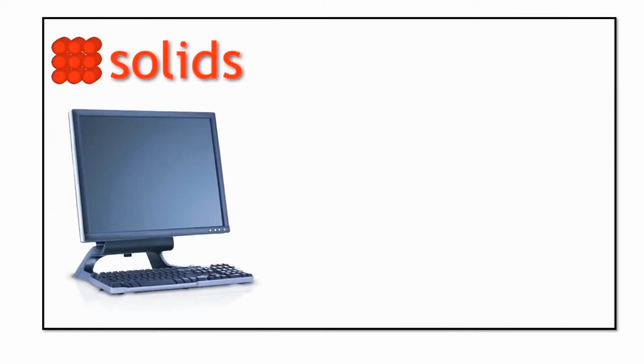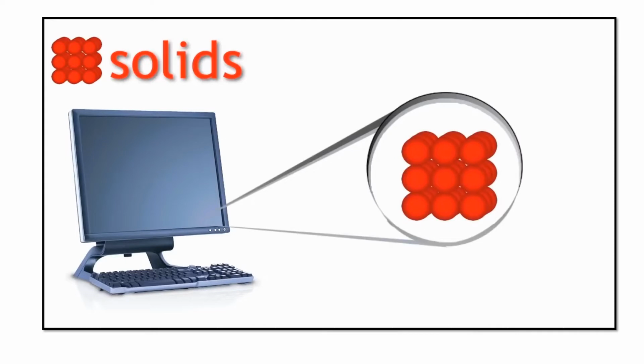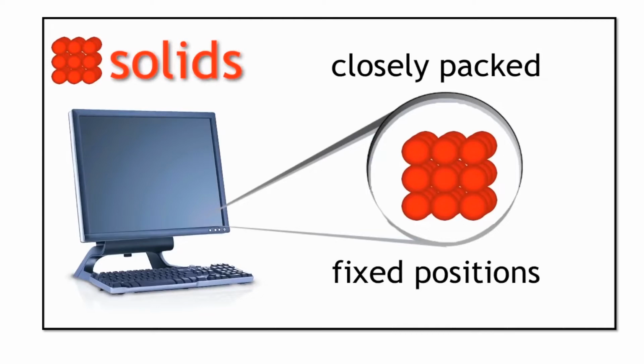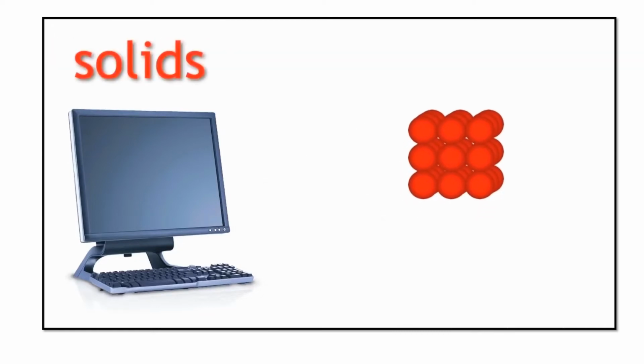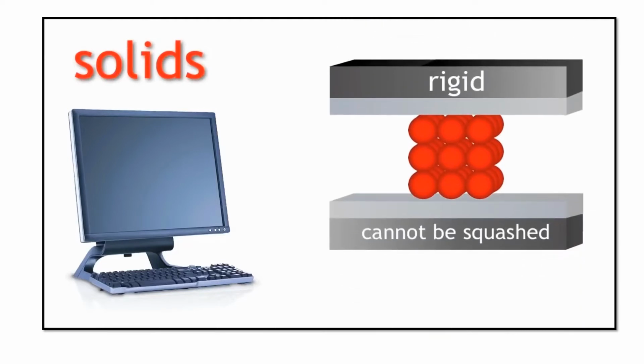The properties of solids depend on how the particles in solids are packed. In a solid, the particles are closely packed in fixed positions and cannot move anywhere. So, solids are rigid, cannot be squashed or compressed, have a fixed shape and a fixed volume. They cannot flow.